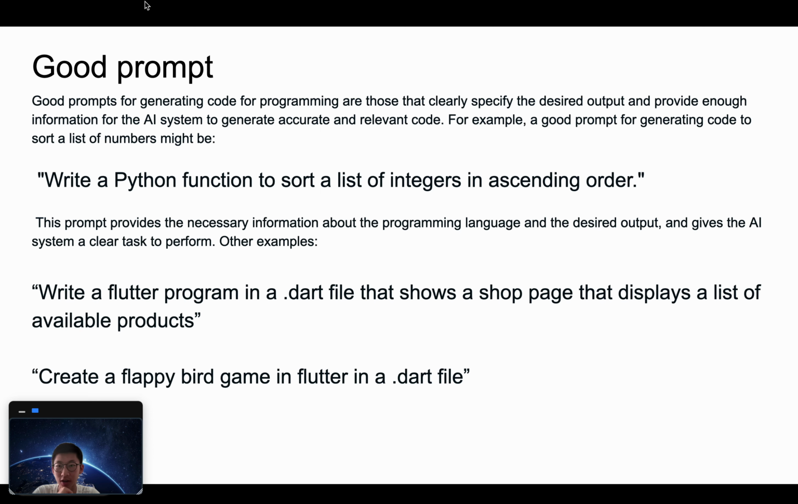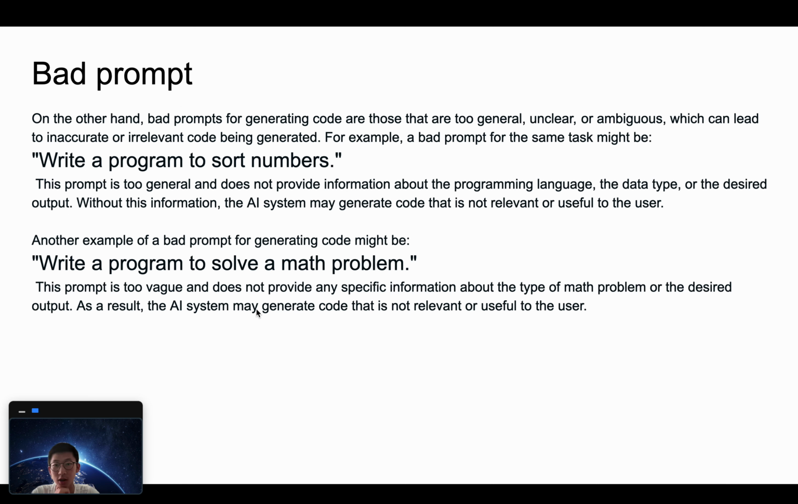And before we start, let's look at what's a good prompt. So a good prompt is very specific. It outlines all the necessary details. For example, write a Python function to sort a list of integers in ascending order. You can pause the video to read all the stuff here if you want, but I'm just gonna continue. So a bad prompt is the opposite of a good prompt. Obviously, it's very ambiguous. It's unclear. It doesn't give any good information. You can pause to read everything here.